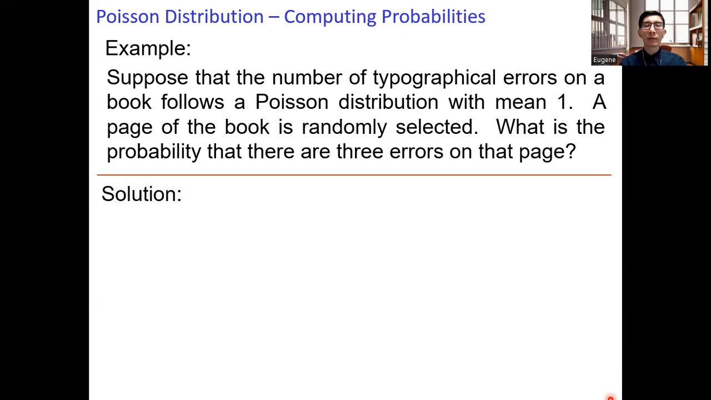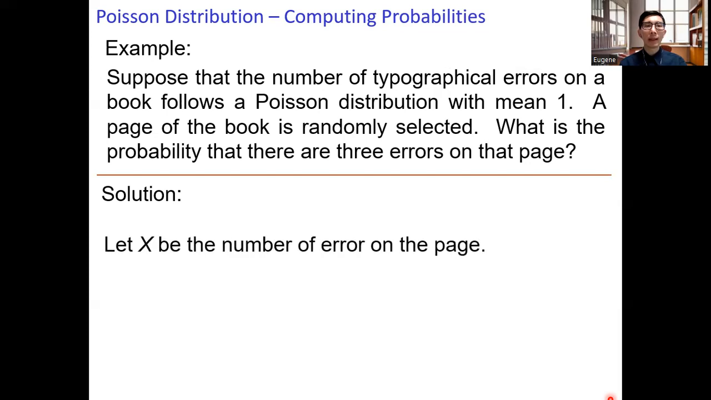First, define the random variable. Let x be the number of errors on the page. And we need to identify lambda.